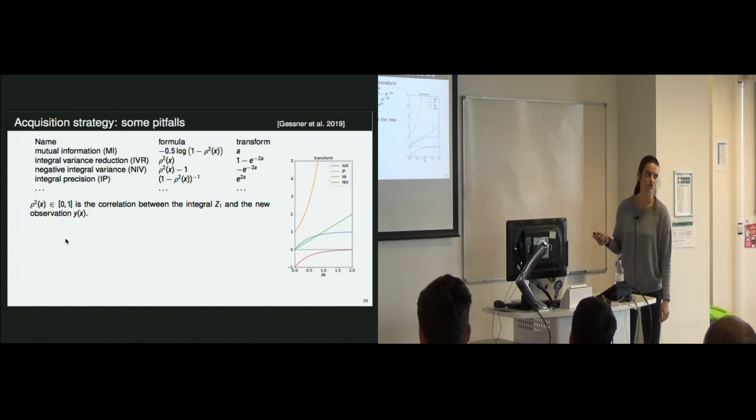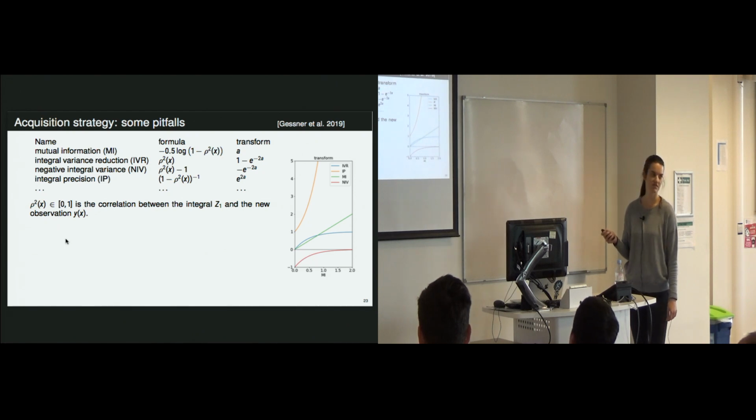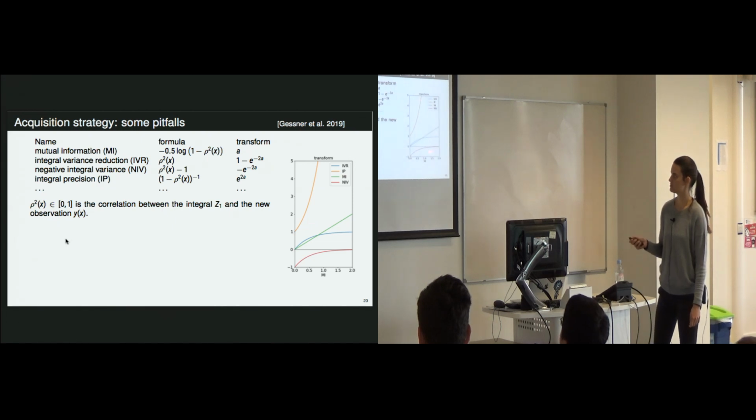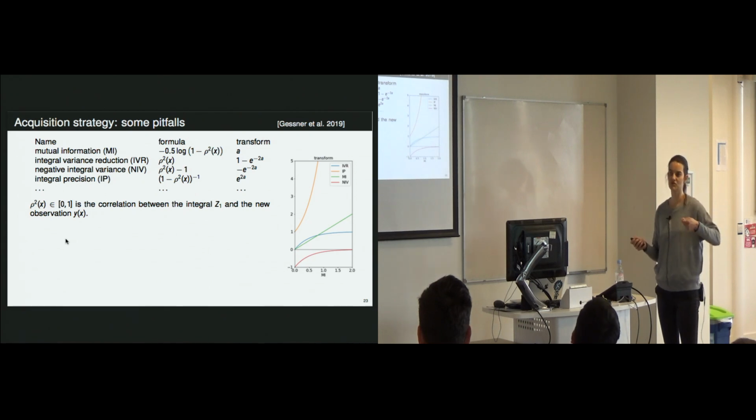This is obviously only valid for Gaussians. On the right side, I've written down the transforms with respect to the mutual information. Mutual information to itself would be the identity transform, and these are the others, and I've plotted them here. On the x-axis you have the mutual information, and on the y-axis the different acquisition functions. The blue one, integral variance reduction, is 0 at 0, so when the mutual information is 0, and it's 0 when the correlation is 0. So if you don't learn anything about the integral from your new value, the acquisition function will be 0 as well. So if you scale it with a cost, it will stay 0.